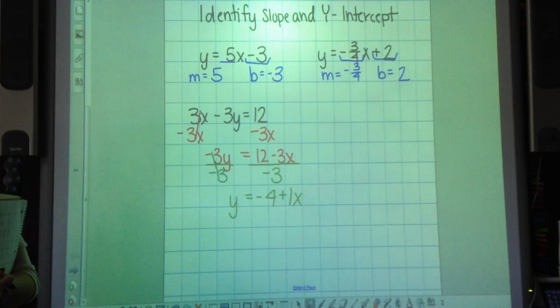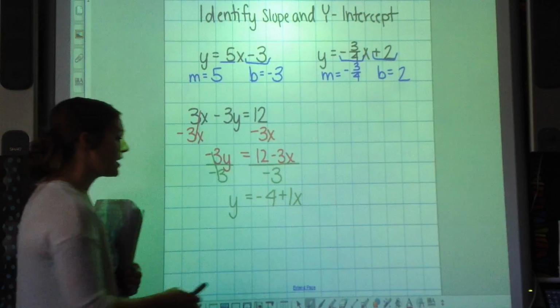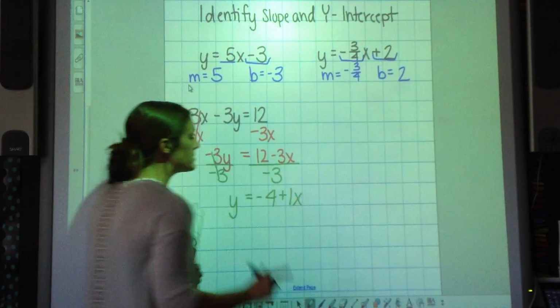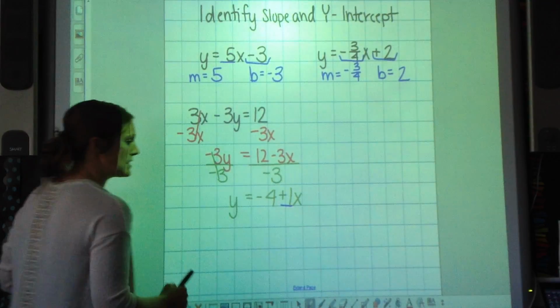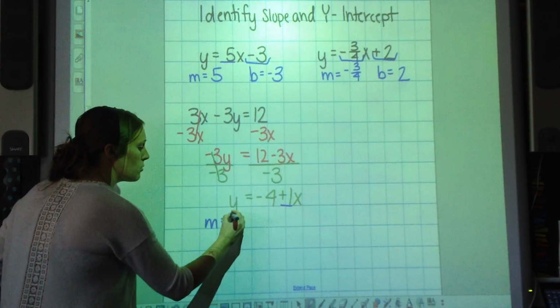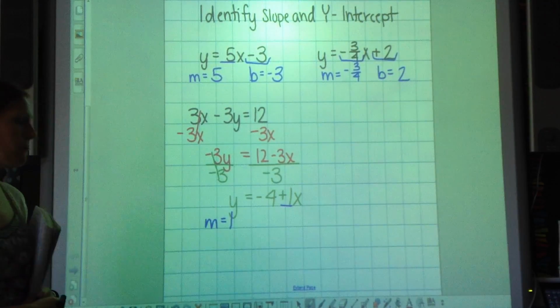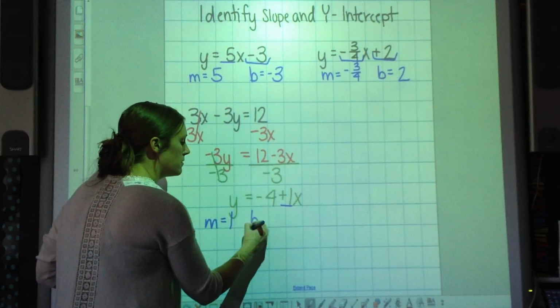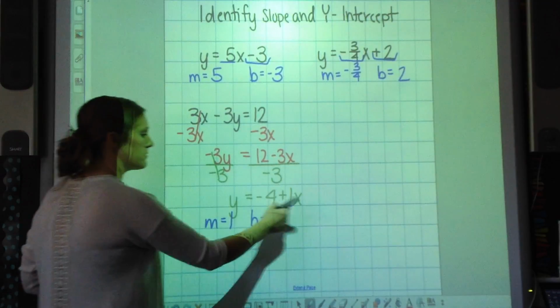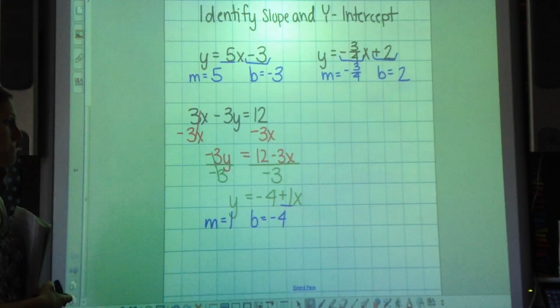Now that this is in slope-intercept form, I can identify my slope and my y-intercept. Be very careful. Your slope is always connected to the x. Here, my slope is 1. The y-intercept, the b, is always by itself. So these, they're actually flip-flopped, and that's okay.